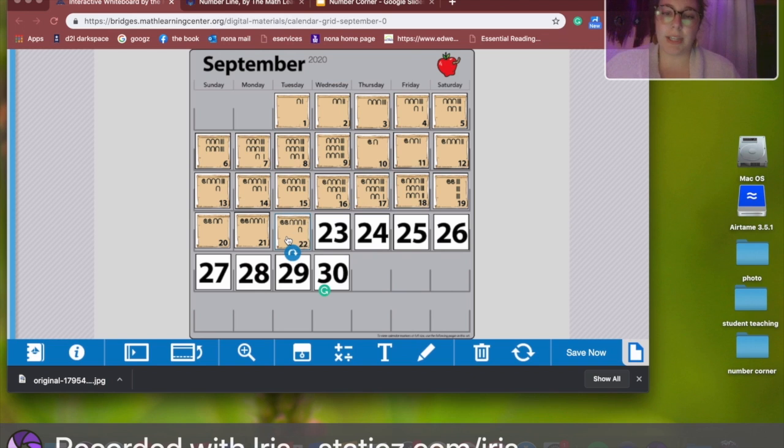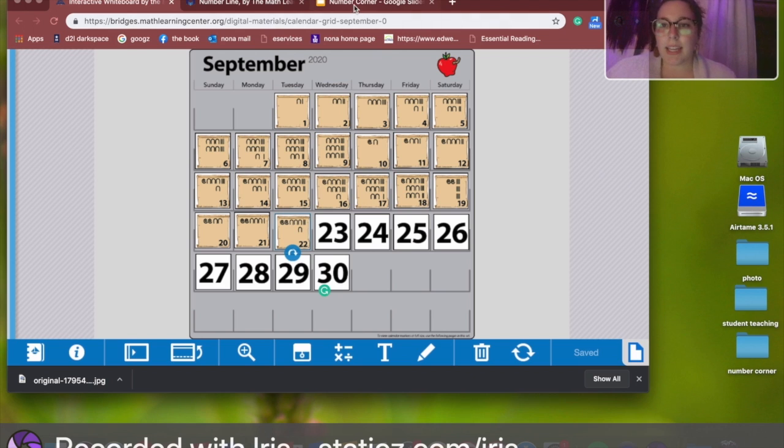Now that we talked a little bit about our calendar, we are going to move into our next warm-up, which is called computational fluency. Computational fluency is the ability to solve number problems efficiently and accurately. That means you can add, subtract, multiply, or divide quickly while getting the correct answer. These workouts that we are going to be doing in Number Corner are going to help us become better mathematicians so that we can solve math problems more efficiently and accurately.